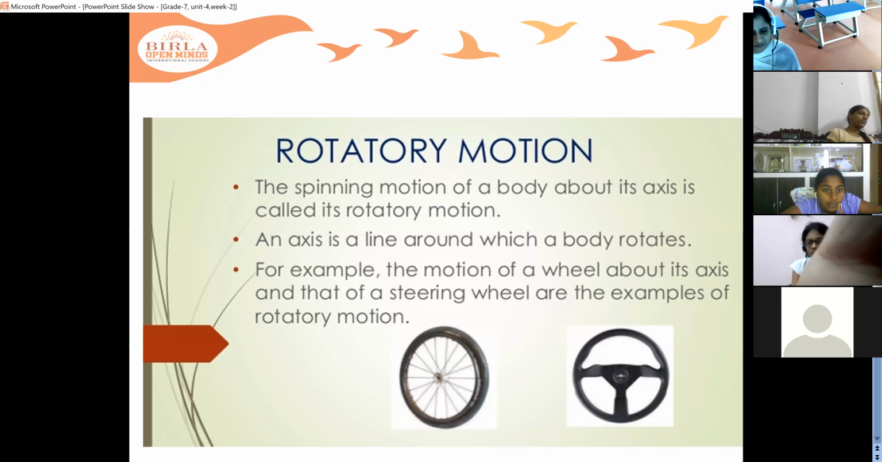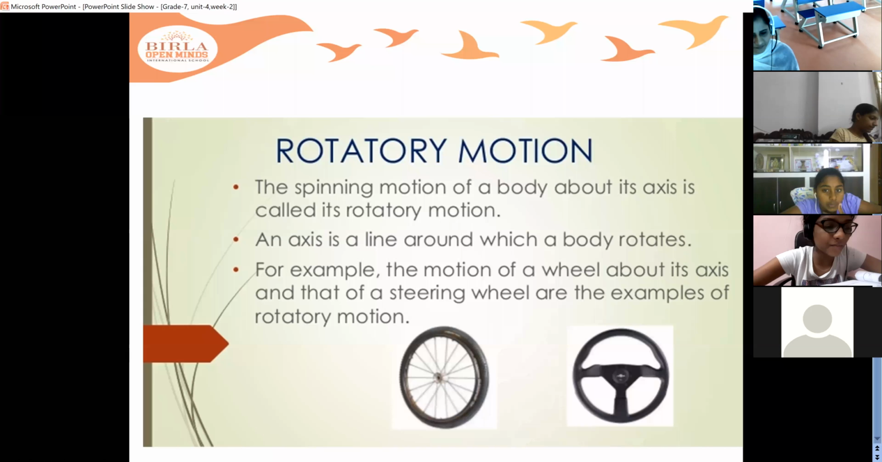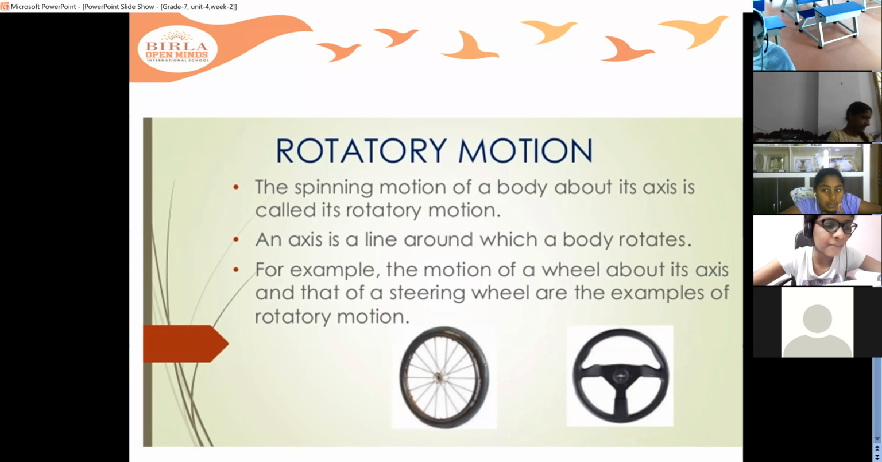The motion of an object is said to be oscillatory if the object moves to and fro, back and forth, from its mean position. Examples of oscillatory motion: the pendulum of a wall clock oscillates to and fro from its mean position. A swing oscillates to and fro from its mean position when someone swings it.